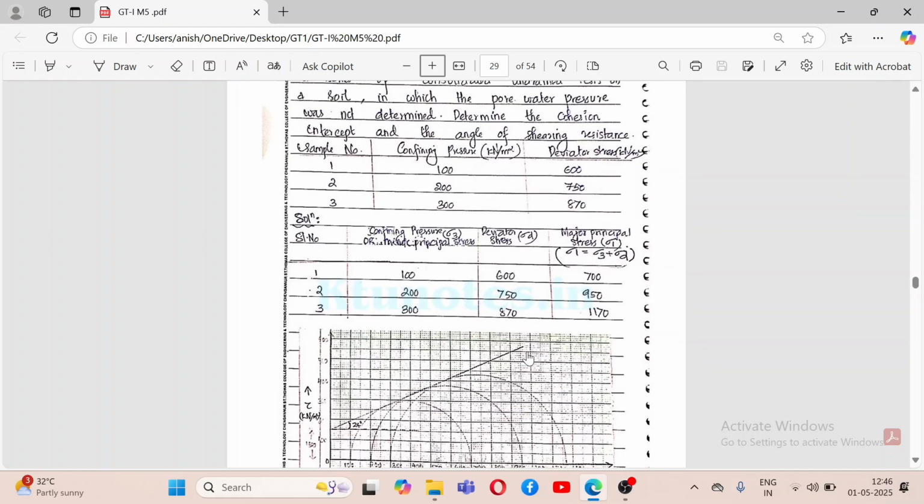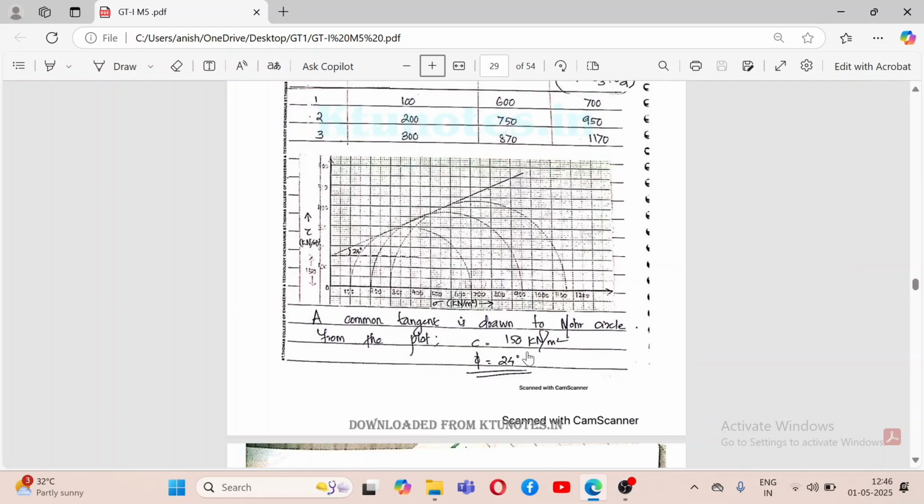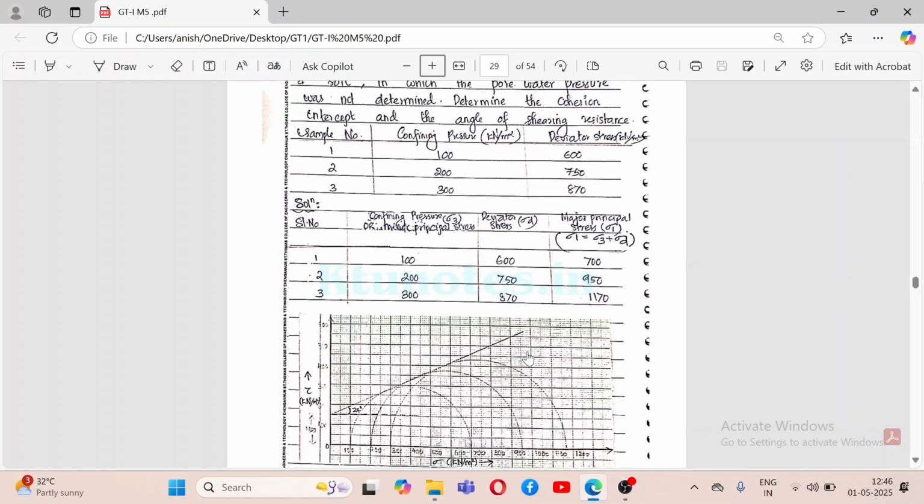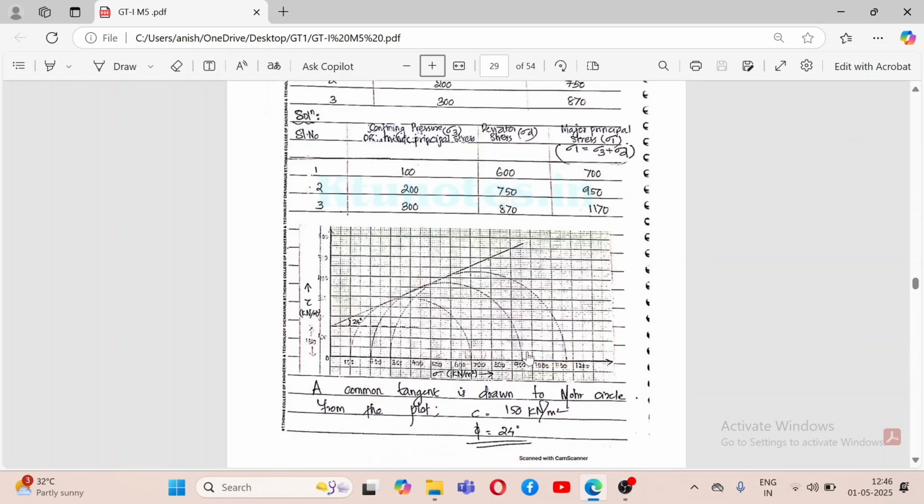Then in the question, I think it is asked only for one: the cohesion intercept and angle of shearing resistance. Direct question. Similarly, you draw the axes, the shear stress and then the normal stress. So you have to take this.